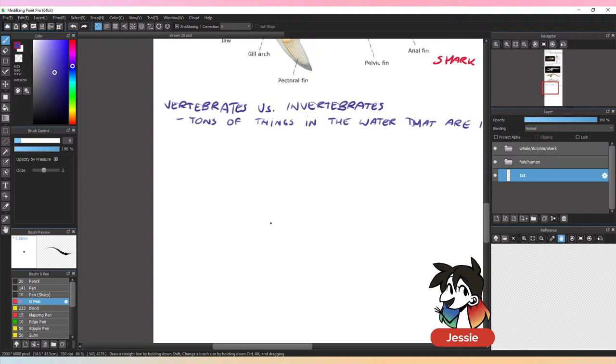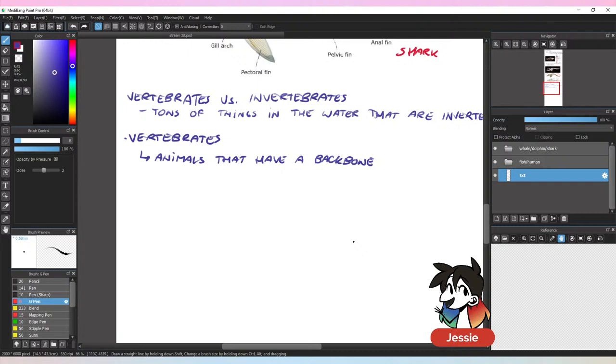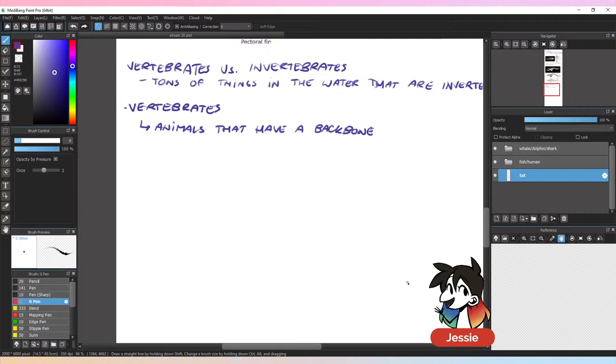So our vertebrates, you know, these are animals that have a backbone, right? If you got a spine, you're a vertebrate, right? So humans, we are vertebrates. Fish are vertebrates. Mammals are vertebrates. There's more to vertebrates, not just this though.